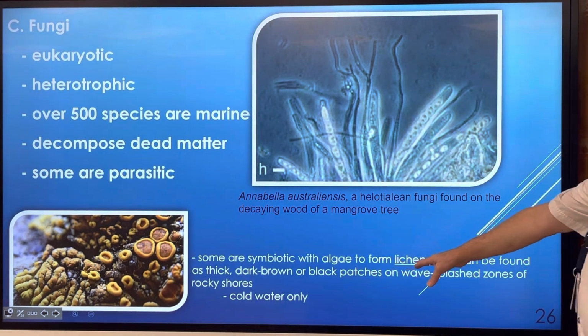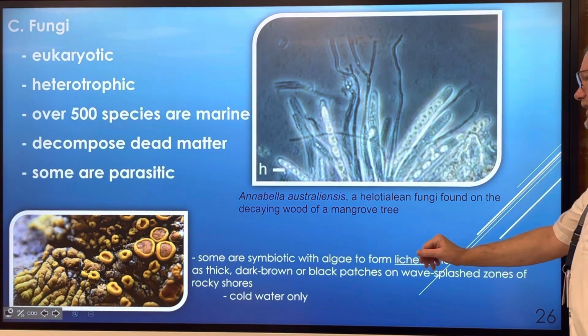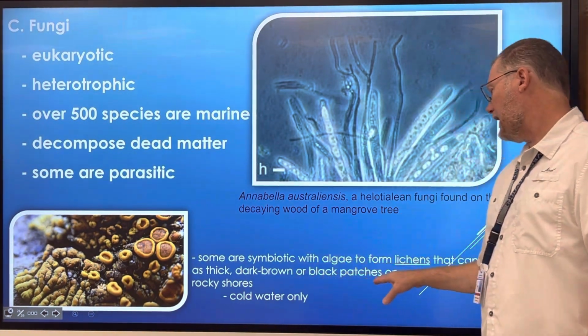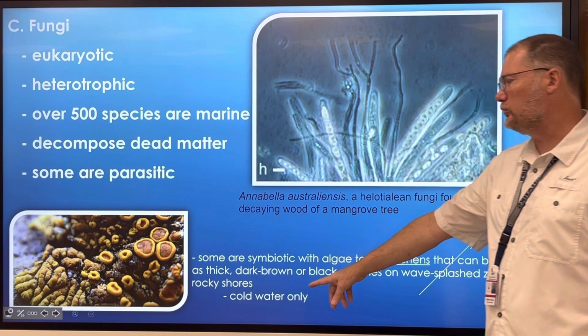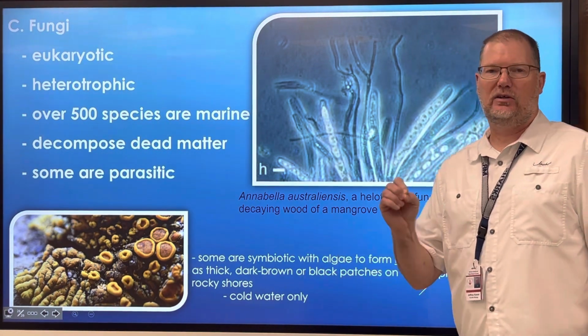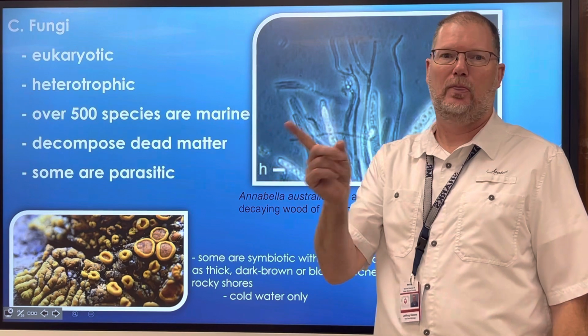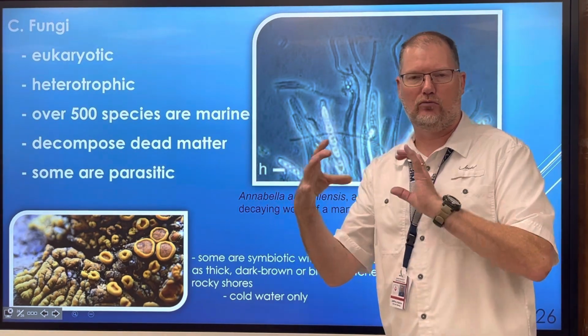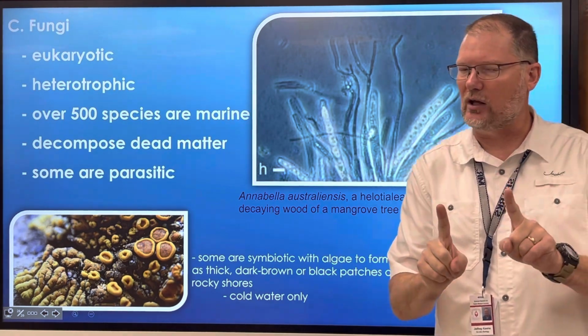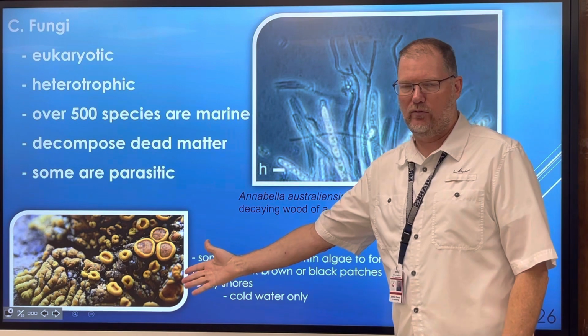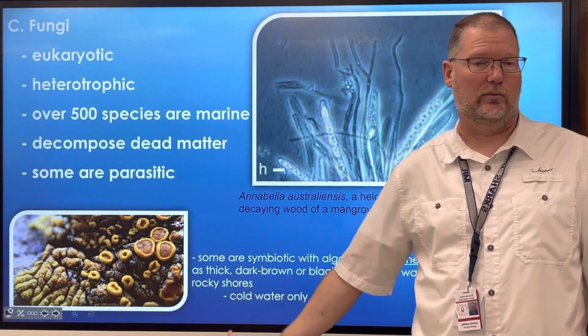So some are symbiotic with algae to form lichens. Lichens can form thick dark brown or black patches on wave splash zones on rocky shores. Cold water only, so we won't have marine lichens here in Florida. If you want to see lichens, just go outside and look at one of the trees, and there'll be these green or red spots on the trees, and that's a fungus and an algae symbiotic relationship. But that's a terrestrial example. You want a marine example if you're ever going to discuss this in an FRQ or for some other activity or assessment. And that is the end of part 1 of, I believe, 9 different parts.